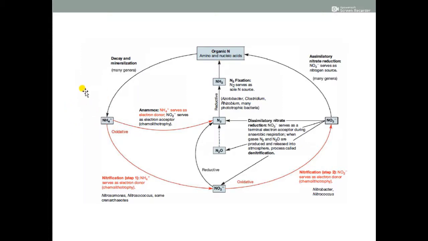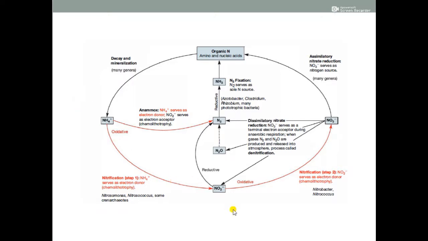And ammonium can be converted by a two-step process back into nitrogen. First, this ammonium can be converted into NO2 minus, that is nitrite, and then NO2 minus can be converted into NO3 minus, that is nitrate. This nitrate can be further converted into nitrogen by a process called dissimilatory nitrate reduction. And if you look at ammonium to nitrite, it is a single process here.